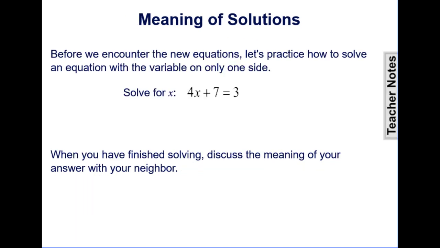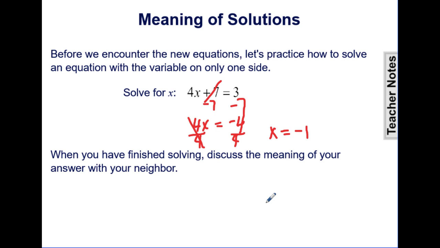Before we encounter the new equations, let's practice how to solve an equation with the variable on only one side. So solving for x, we want to remember our SADMEG and undo the addition or subtraction first. So first we're going to subtract 7 to undo the adding 7. This would give us 4x equals negative 4. We're then going to divide both sides by 4 to undo the multiplying by 4, which will give us an answer of x equals negative 1.